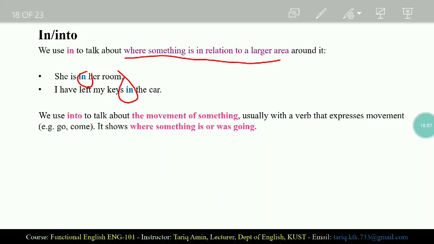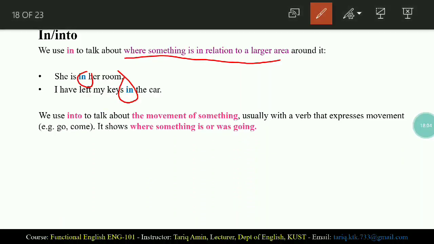And we use into to talk about the movement of something, usually with a verb that expresses movement. For example, come, go, walk. Talk is not a verb that expresses movement, but walk is a verb that expresses movement. It shows where something is or was going. So into is used to talk about the movement of something.